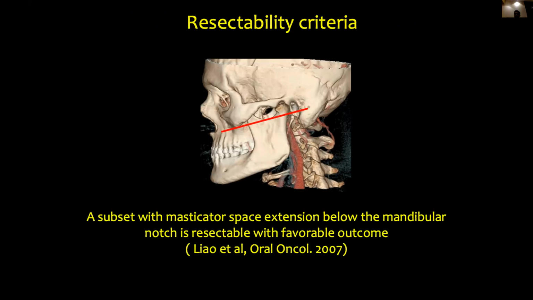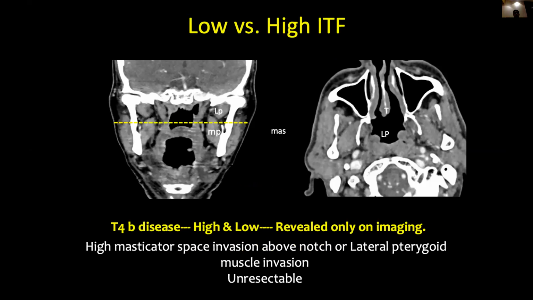poor. This was a very small study in 45 patients by Liao et al., where they showed that the infratemporal fossa can be divided into two parts, the infra and the supra. Low and the high infratemporal fossa. The high infratemporal fossa involvement has poor outcomes. So as I said, we have to identify the low and the high ITF.